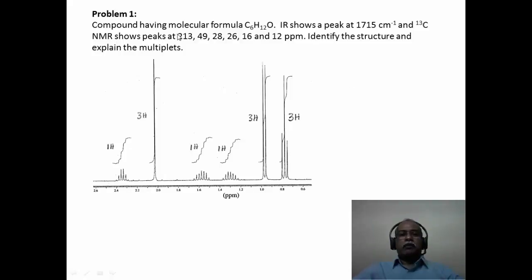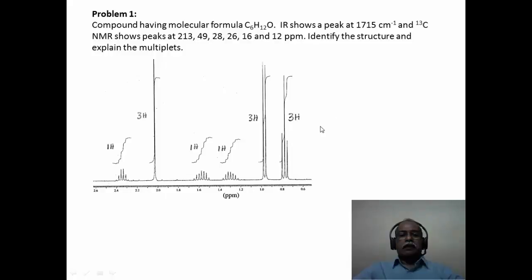The compound has a molecular formula of C6H12O. It shows an IR peak at 1715 inverse centimeter, and there are 6 carbon signals starting from 213 all the way down to 12 ppm. We need to identify the structure of the compound. This figure is the proton NMR spectrum of this particular compound.